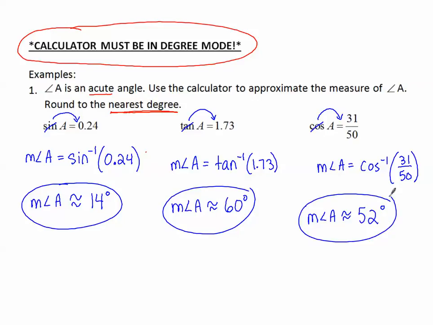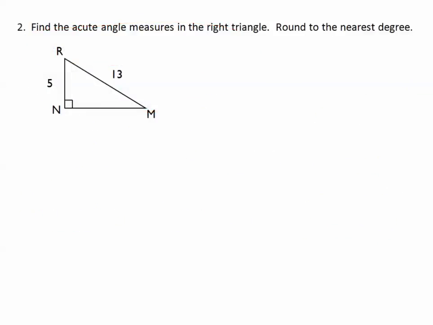Did you get it? Now let's apply it. Find the acute angle measures in the right triangle, round to the nearest degree. I have two angle measures that I don't know, R and M. It doesn't matter which one I find first, I'm going to have to find both. Do you have a preference? Did you pick R like I did?